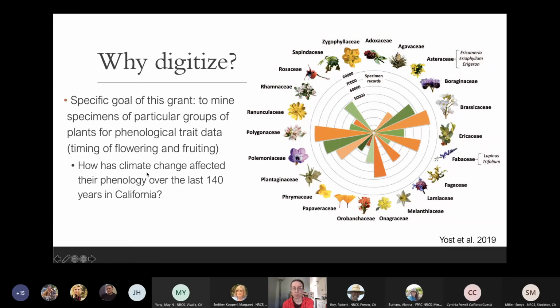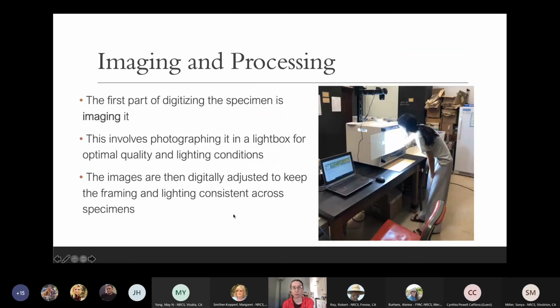Because we know that it has, we think climate change may be doing something different in California, especially because we have such a wide elevational range, and possibly changing phenology in different ways at different elevations and in different groups of plants. So this work is kind of ongoing.